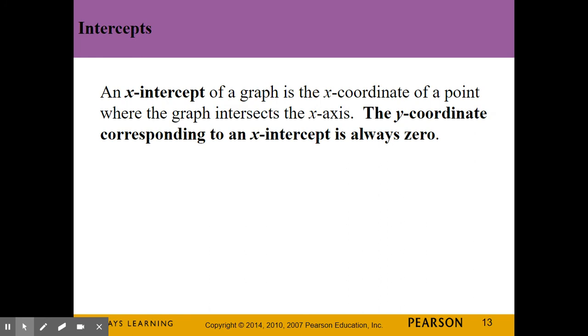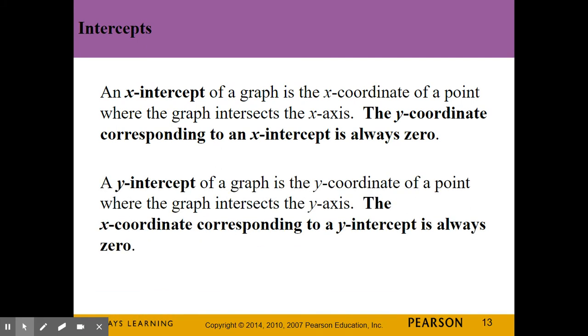All right, intercepts. The x-intercept of a graph is the x-coordinate of a point where the graph intersects the x-axis. The y-coordinate corresponding to an x-intercept is always 0. The y-intercept is basically the opposite. The y-intercept of a graph is the y-coordinate of a point where the graph intersects the y-axis. The x-coordinate corresponding to a y-intercept is always 0.